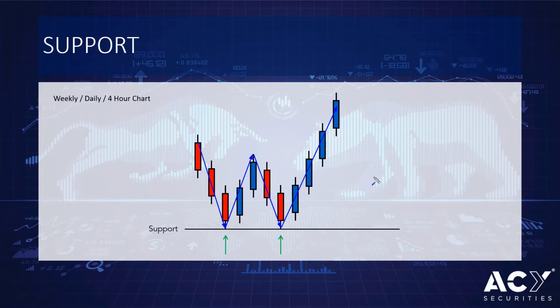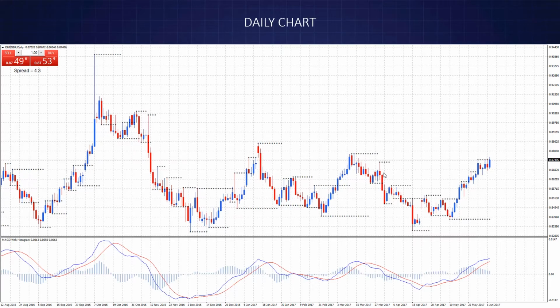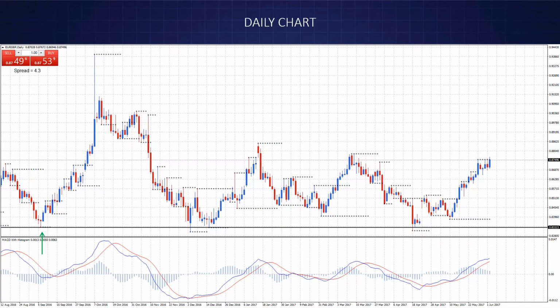You're going to see this in all time frames, but I like to look at it on the weekly, daily and 4-hour charts. Alright, let's go to a chart example for the daily chart. Here we have a daily chart, and the green arrow is just referencing where I've drawn my line of support from. Then you'll be able to see once, twice, three times that same level has held as support for the market to move back up off.